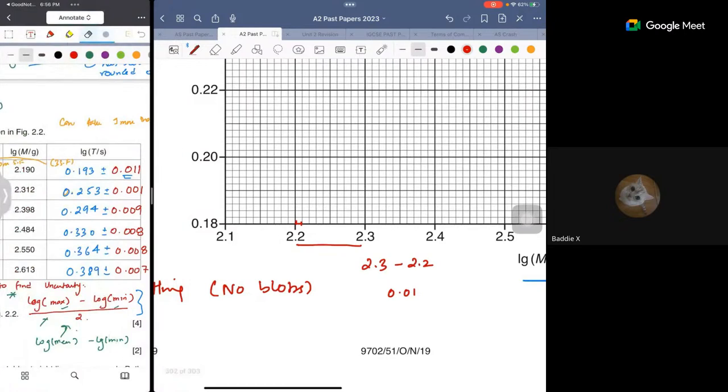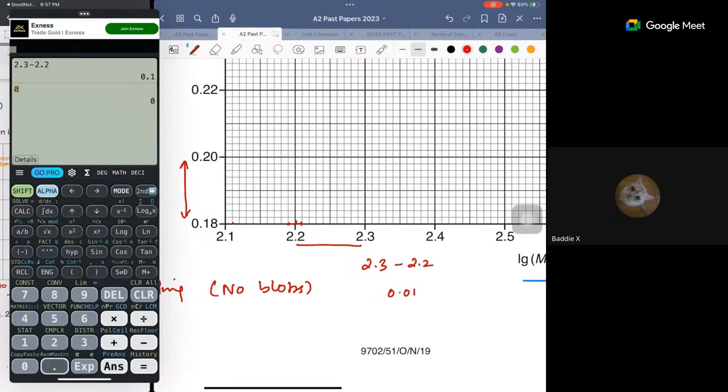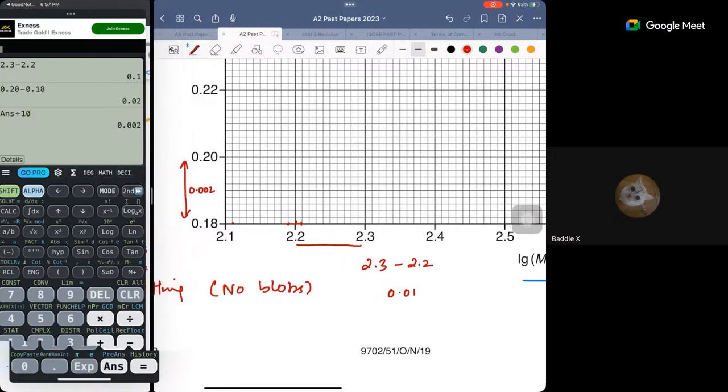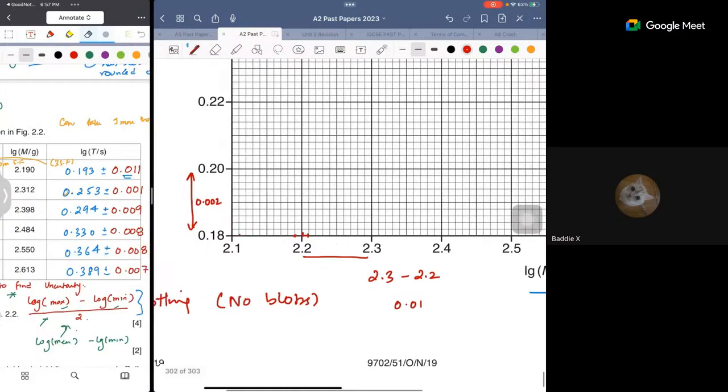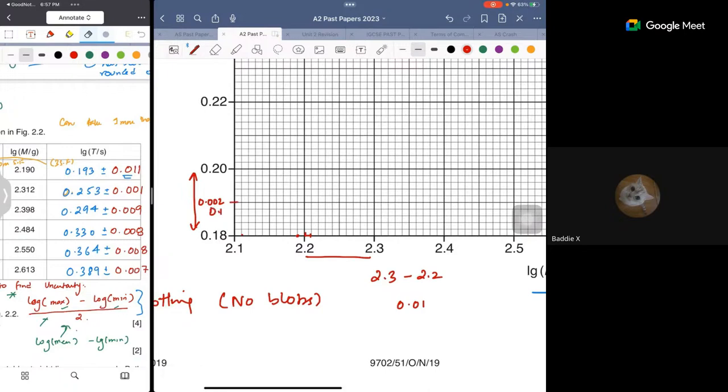Okay, so we need 2.190. This is 2.11, and 2.19 is going to be right here, because then it becomes that. So this is the point, and the other point is 0.193. Let's also look at the difference in one box here. What you can do is 0.20 minus 0.18 and then divide by 10. So each box represents 0.002. I'm just going to write 0.002 to help me get it quickly. So 0.193 will be here, and 3 is going to be, yes.